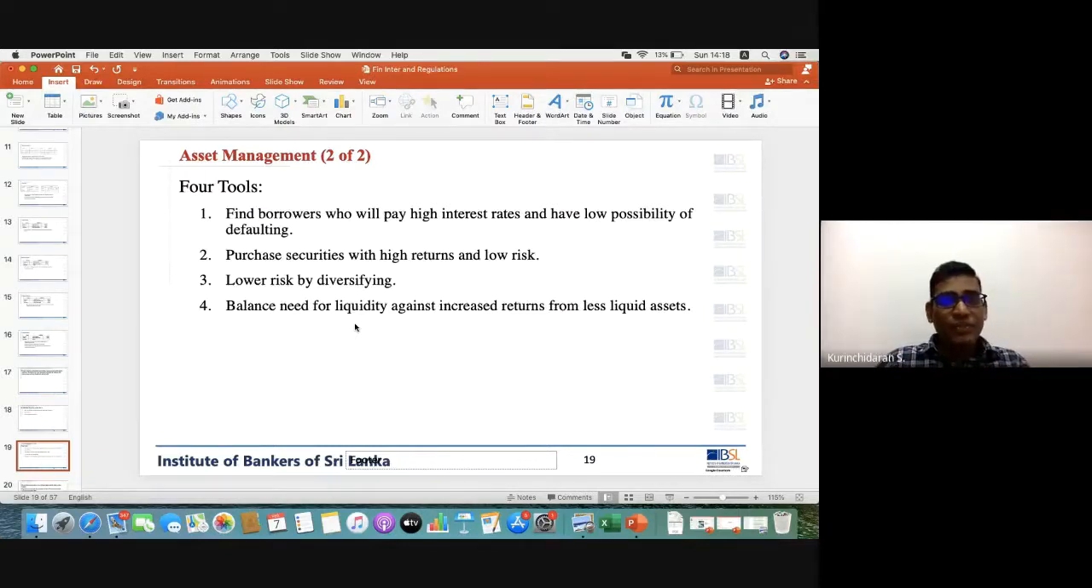And third, when you look at asset management, the banks can reduce their risk by diversifying. That's a key strategy: diversification to reduce the risk. In layman's language, people say don't put all your eggs in a single basket, because if something happens to the basket, you will lose all your eggs. In finance, theoretically, you have to keep them in several baskets, so once something happens to one basket, the others are safe.